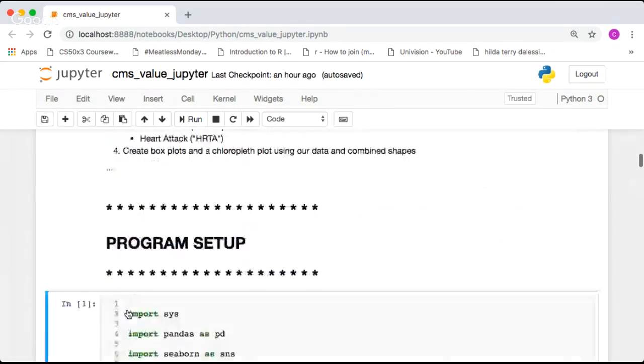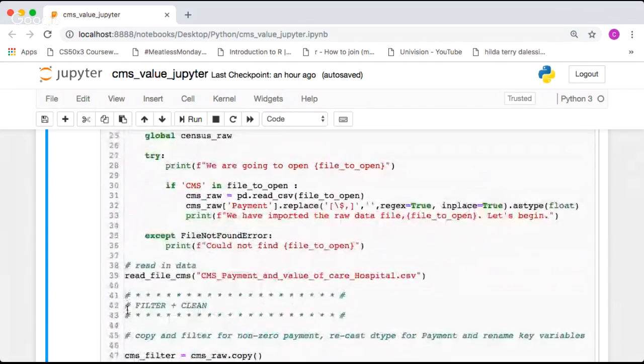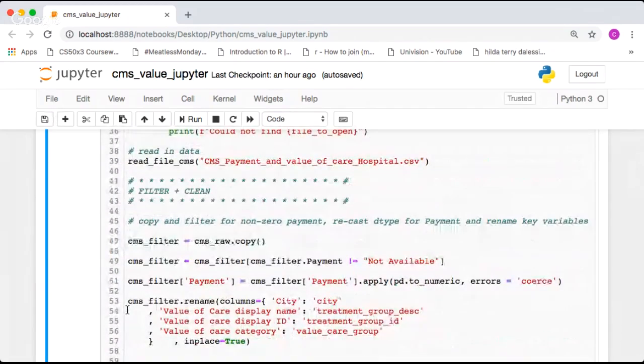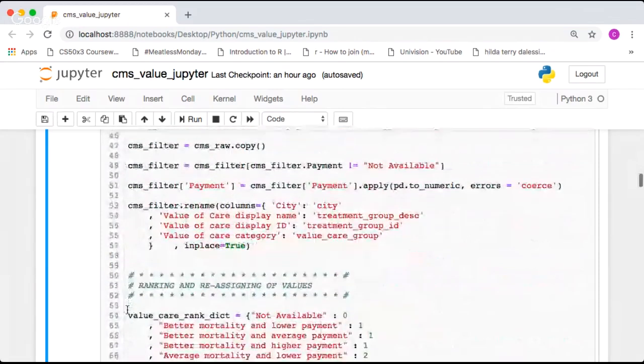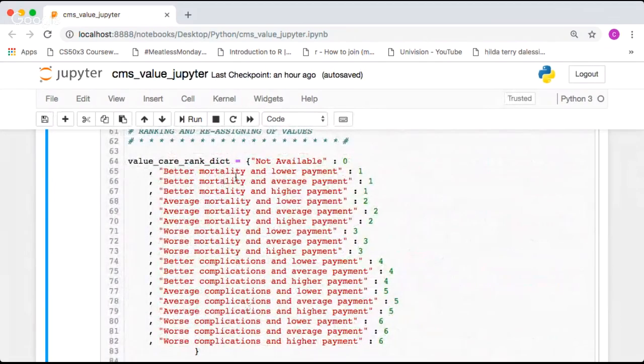Here in my program setup, I import all the additional libraries that I'll be using, including pandas, Seaborn, Matplotlib, GeoPandas, and statistics. I had to do a little bit of data cleaning and manipulation. Chiefly, I had to manually rank the CMS medical treatment value outcomes, and I split them into mortality and complications and ranked them best to worst, 1, 2, 3, and best to worst, 4, 5, 6. I kept them separate because not every medical treatment takes mortality. They usually take either mortality or complications.